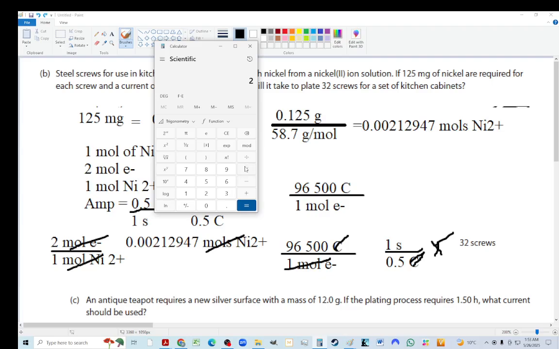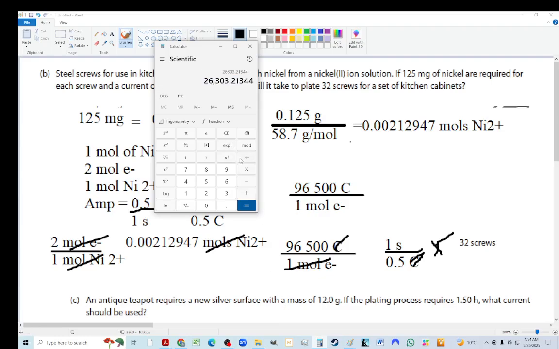So it's this, 0.002947, and hit equals. Yeah, times 96,500, equals. We hit divided by 0.5, that should double. Yeah, okay, one screw should take that many seconds. And 32 screws should take that many seconds.